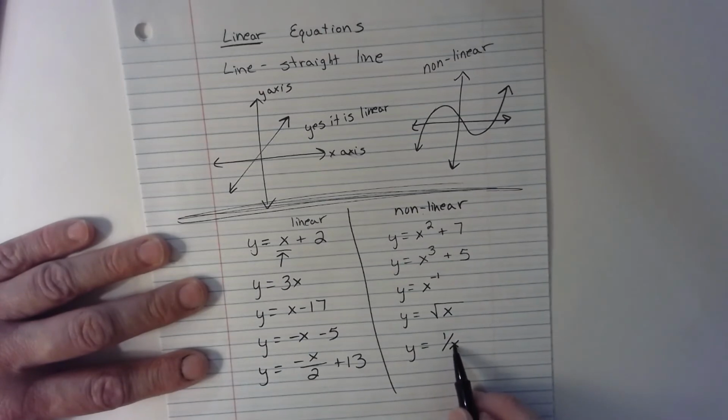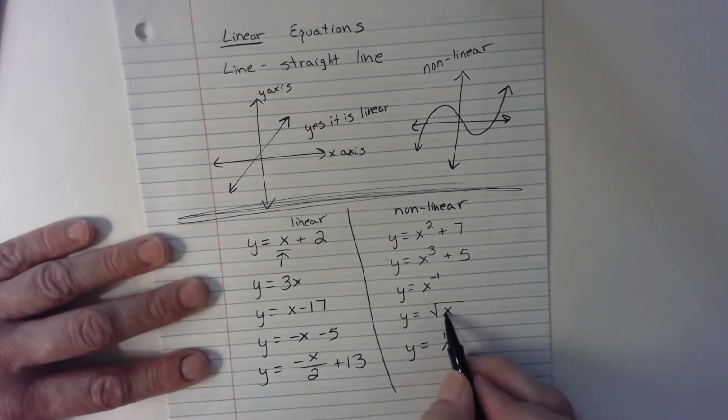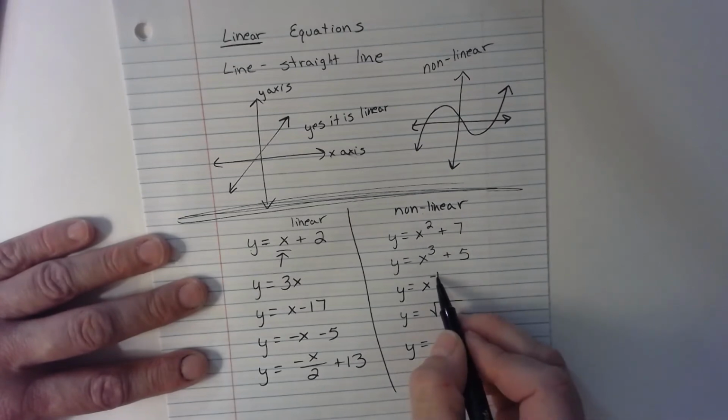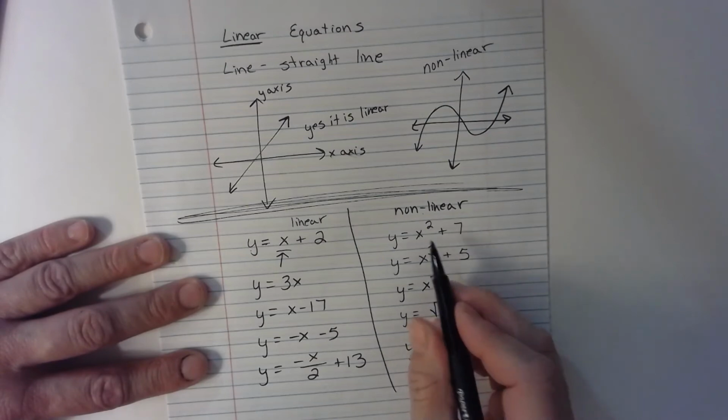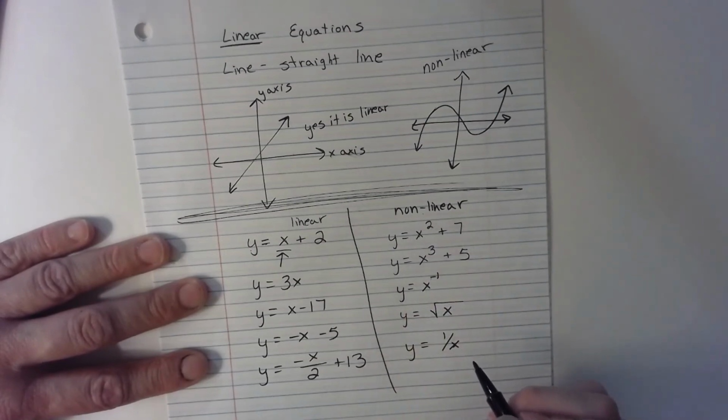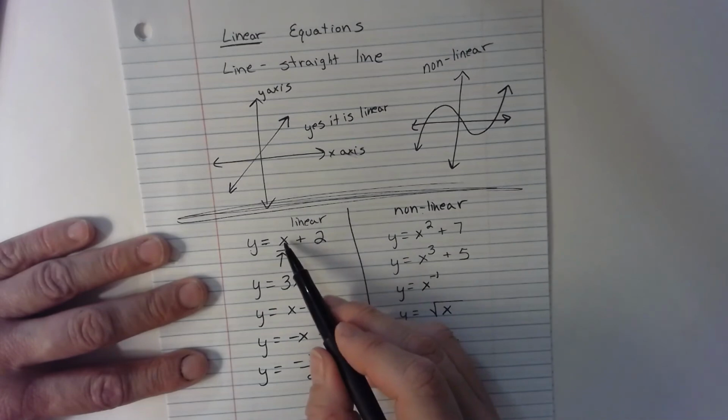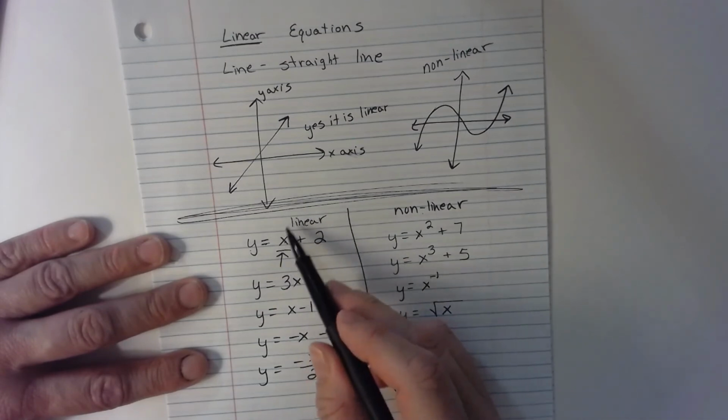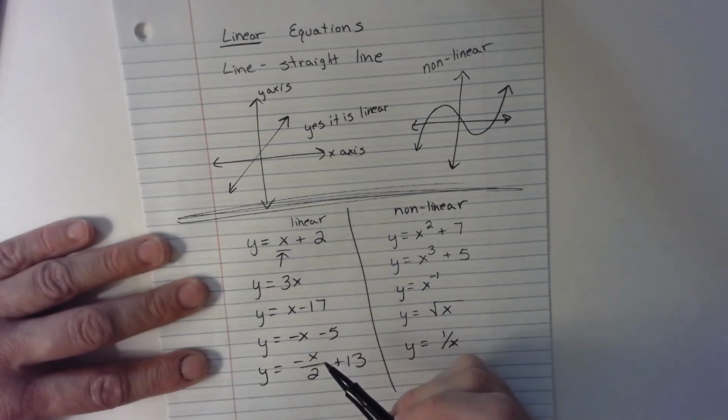So if it's on the bottom of the fraction, not a straight line. If it's under a square root symbol, not a straight line. If it has any exponent other than 1, it is non-linear. A negative exponent, a 3, a 2, those are non-linear. Linear equations, the x is just by itself. It has no exponent. Or remember that no exponent is the same thing as having an exponent of 1.